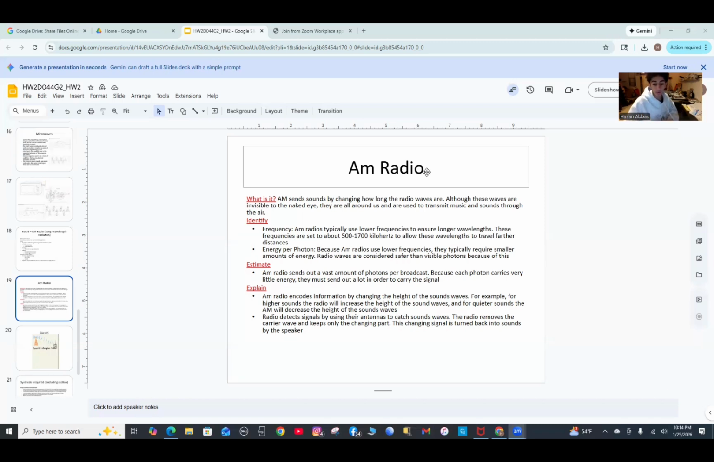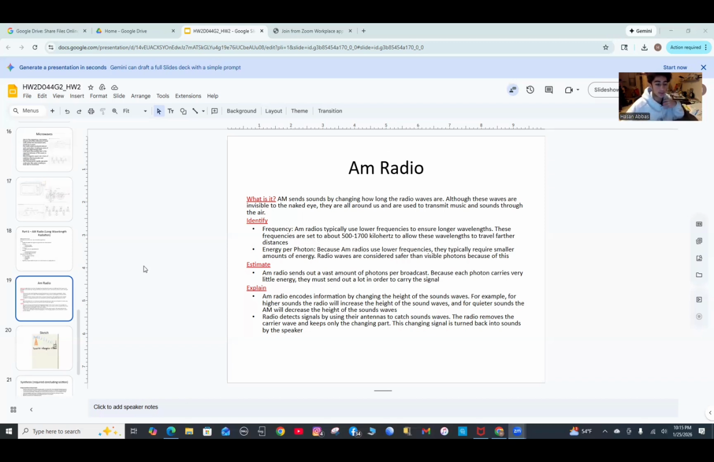AM radios encode information by changing the height of their waves. For example, for louder sounds, the radio will increase the height of the waves, and for quieter sounds, the AM will decrease the height of the waves. They also detect signals by using their antennas to catch the waves. The radio removes the carrier wave and keeps only the changing part. This changing signal is turned back into sound by the speaker.